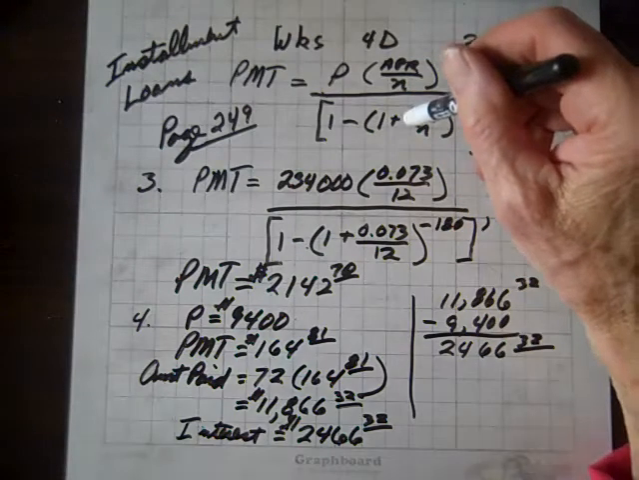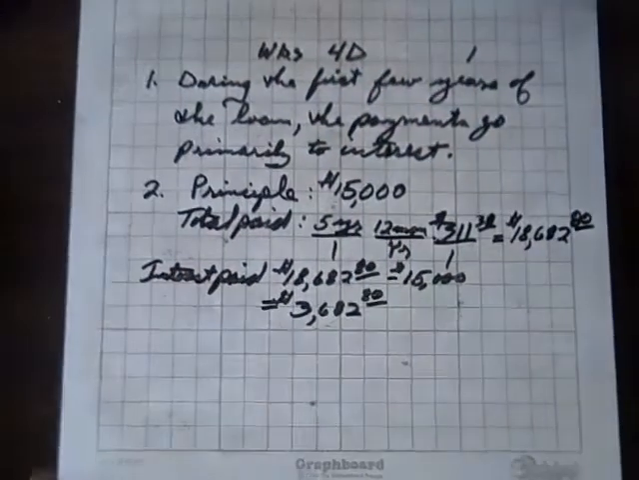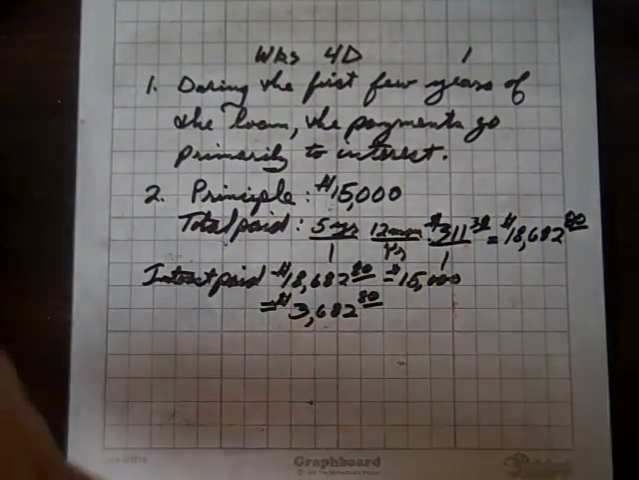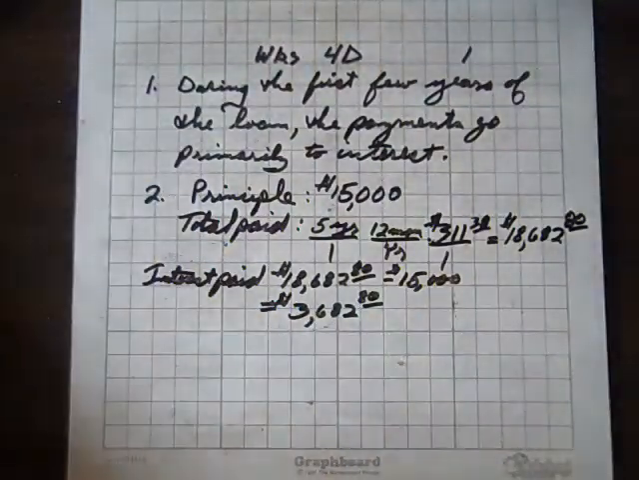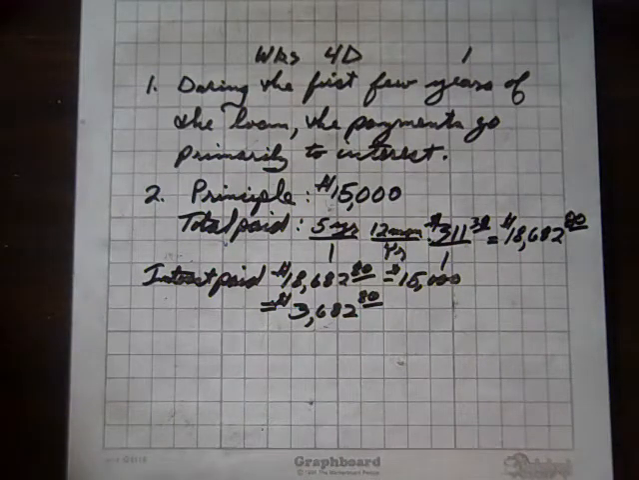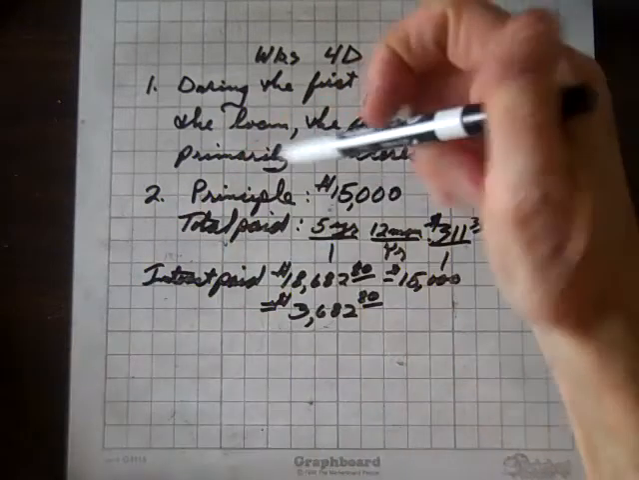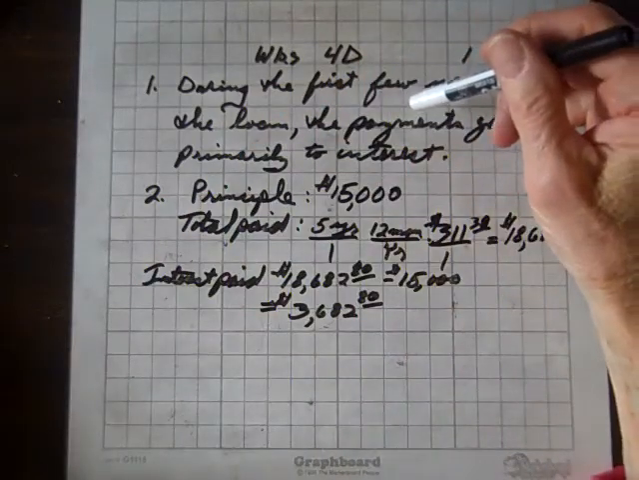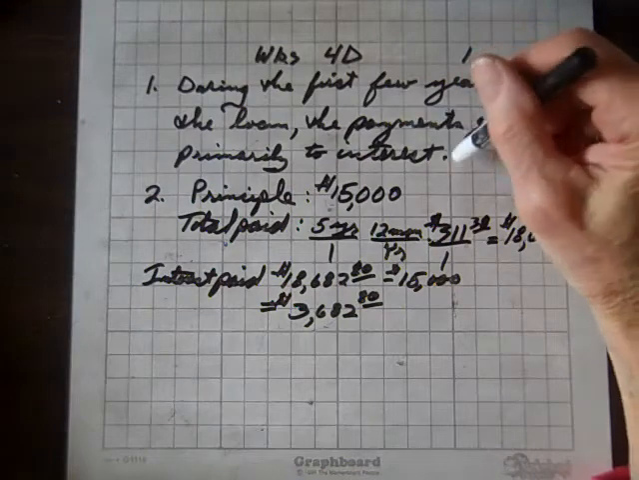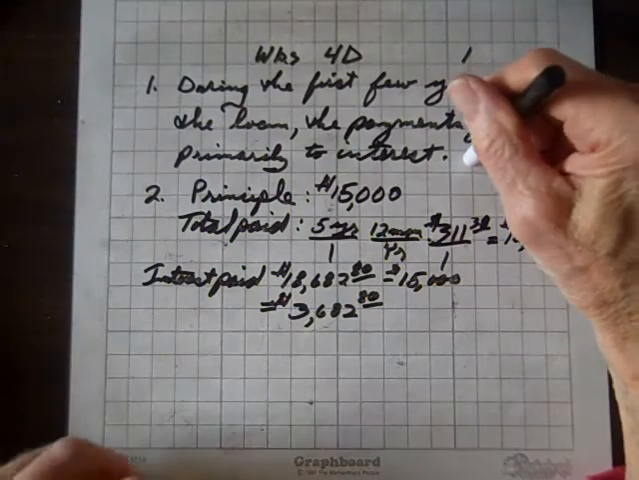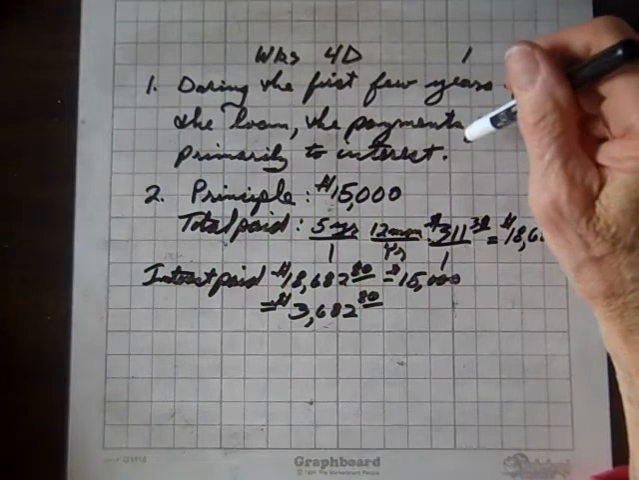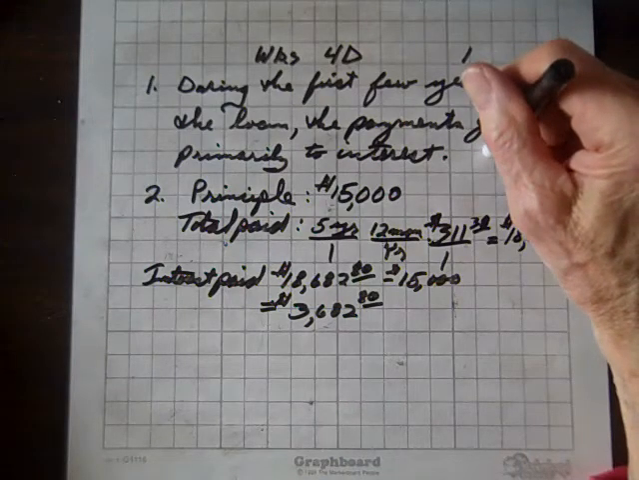Okay, so we want to do number 1. I was on 3, so let's do 1. When you're paying off a mortgage, the first few years, most of your payment goes to interest rather than principal. You have to get into the loan quite a ways, and then more of the money will go to principal rather than interest.